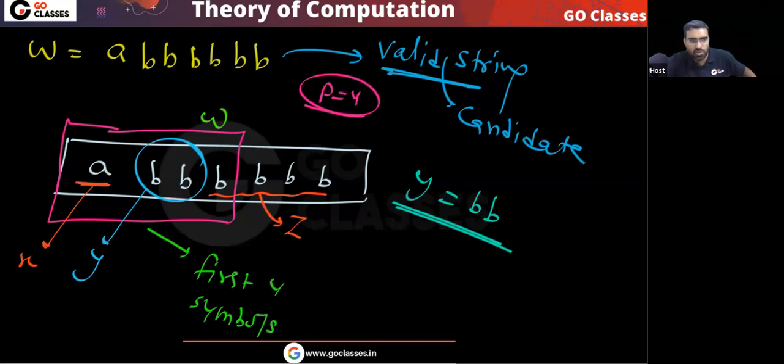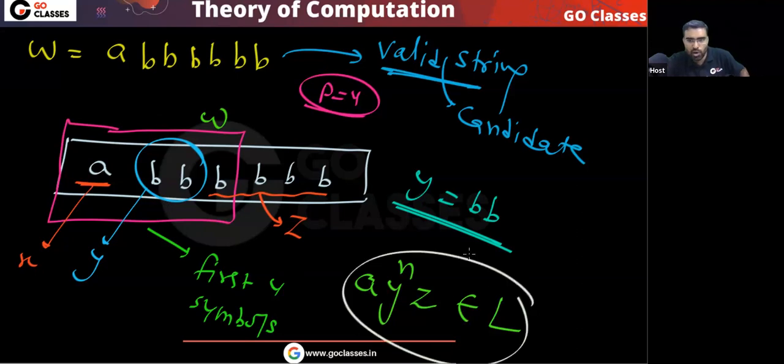Now tell me, if I repeat this y any number of times, will it belong to L? If I repeat this bb any number of times, will it belong to L? Yes, it will always happen for all n greater than or equal to 0. This will definitely happen.